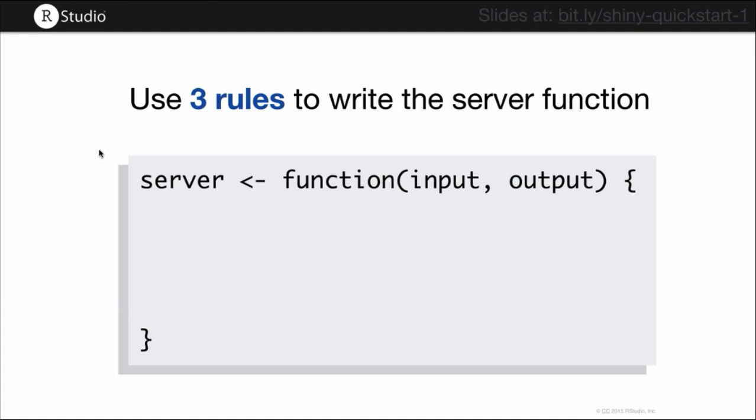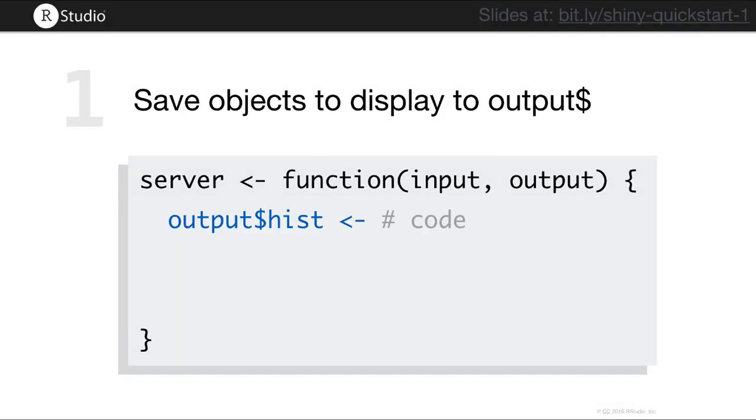And these are the rules. First, if you're building an output object, you need to save that output object to output$. So this is going to save, for example, an object to the hist element of the output list. An output here is just the second argument of the server function. Both input and output must appear in your server function as arguments, and they're both going to be list-like objects.